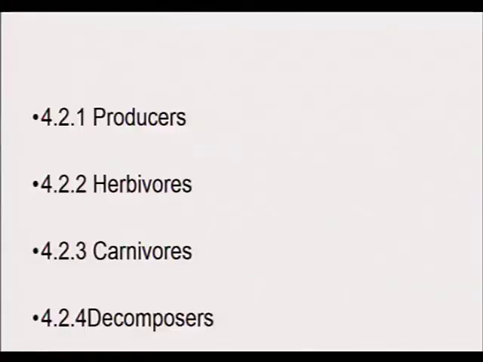Question 4.2. Clarify each of the following for 12 marks. 4.2.1. What are producers? 4.2.2. What are herbivores? 4.2.3. What are carnivores? 4.2.4. What are decomposers?